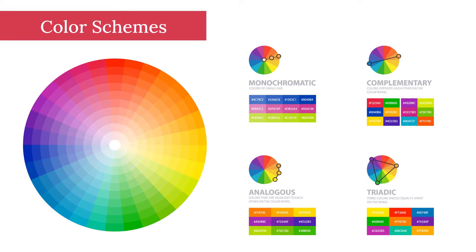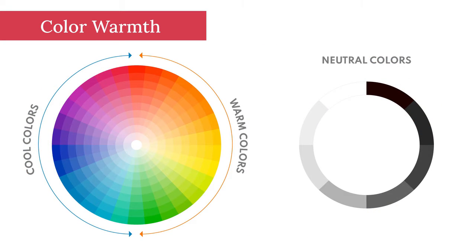Usually, you can give preference to the complementary and analogous color schemes as they are effective and easy to apply with a good visible contrast, but feel free to use any of these color schemes in your design. Moving further, we can also divide the colors on the color wheel into two categories, that is warm and cool.